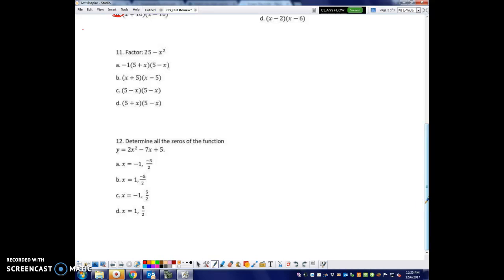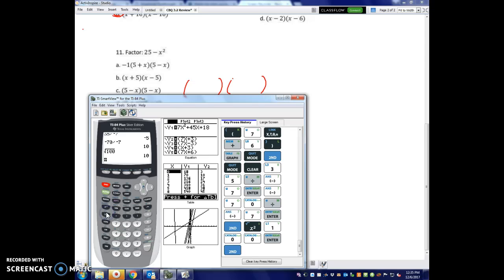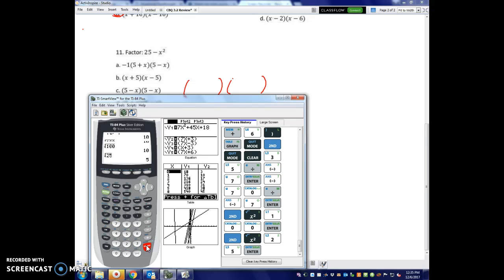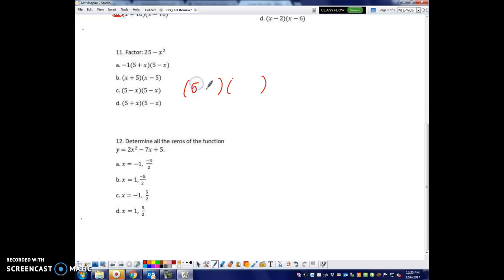Number 11. Is 25 a perfect square? Yes, it is. So it's the same thing. Be sure to put them in the right spot, though. What's the square root of 25? Second square root, 25. It's 5. So it's 5 and 5, and then we have x and x here. Okay, don't mess up that plus and minus. So the answer choice is D. Again, if you can't just look at that and see that, put this into y1, put these into y2, and find the graph that matches.